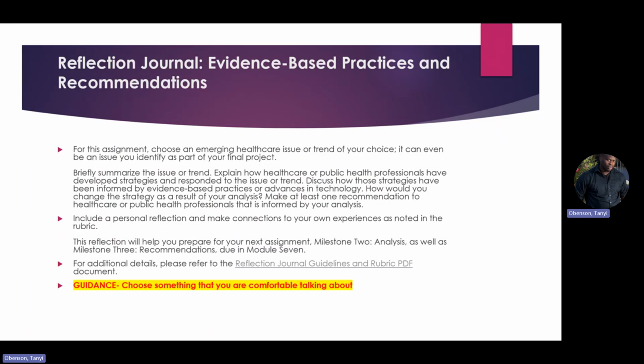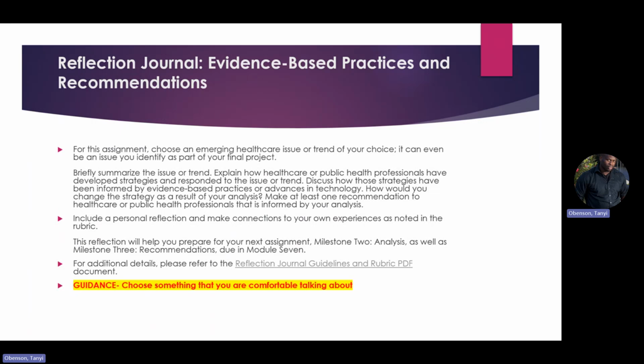For this assignment, you choose an emerging healthcare issue or trend of your choice, and it can even be an issue you identify as part of your projects. Summarize the trend, explain how healthcare or public health professionals have developed strategies and respond to the issue. Discuss how the strategies have been informed by evidence-based practices or advances in technology. How would you change the strategy as a result of your analysis? Make at least one recommendation to healthcare or public health professionals that is informed by your analysis. Include personal reflection and make connections to your own experiences as noted in the rubric.